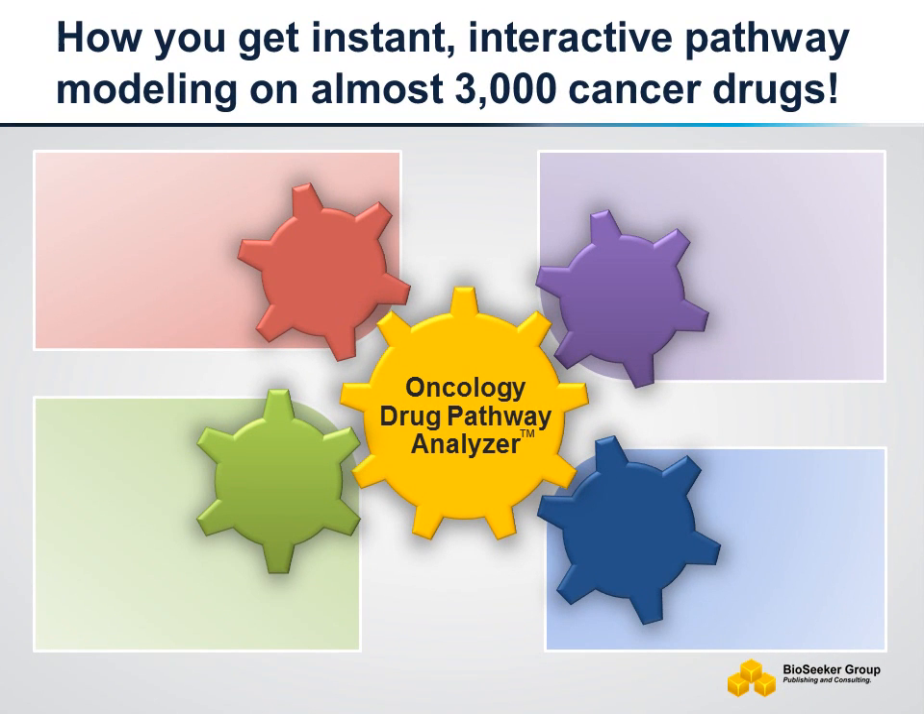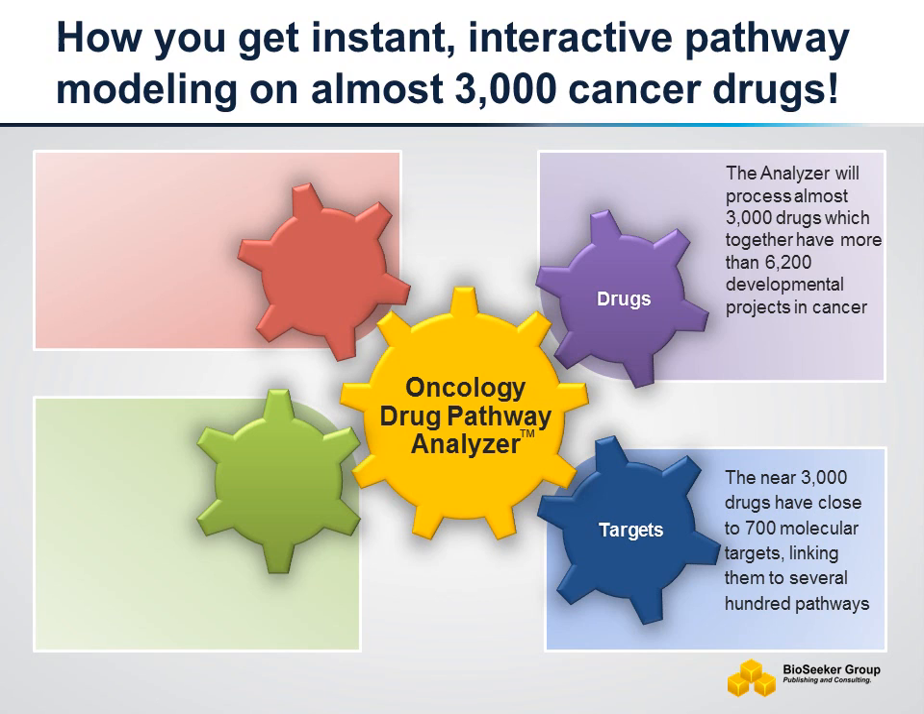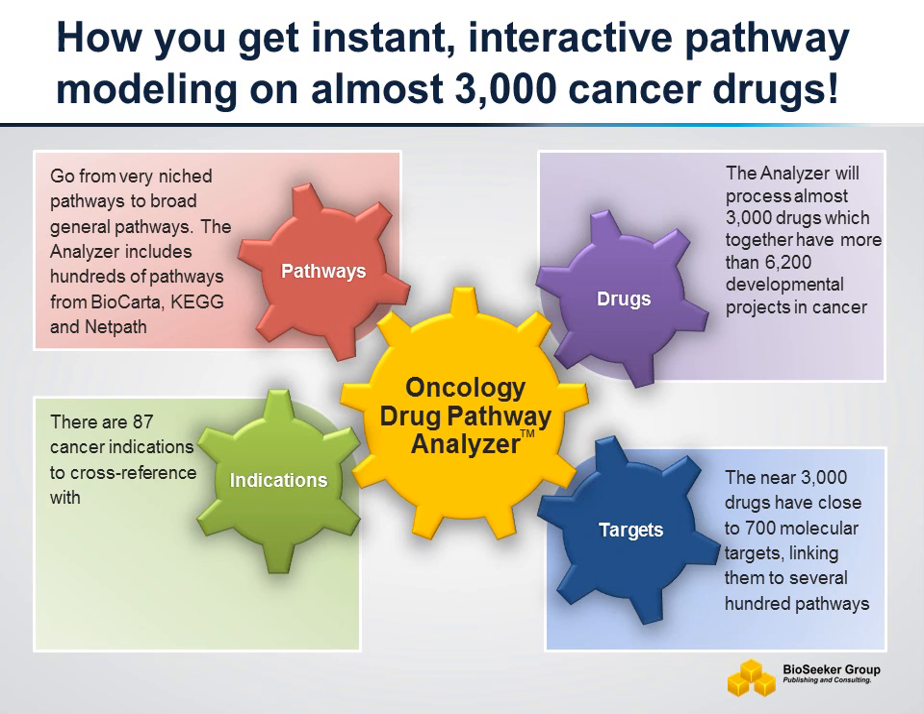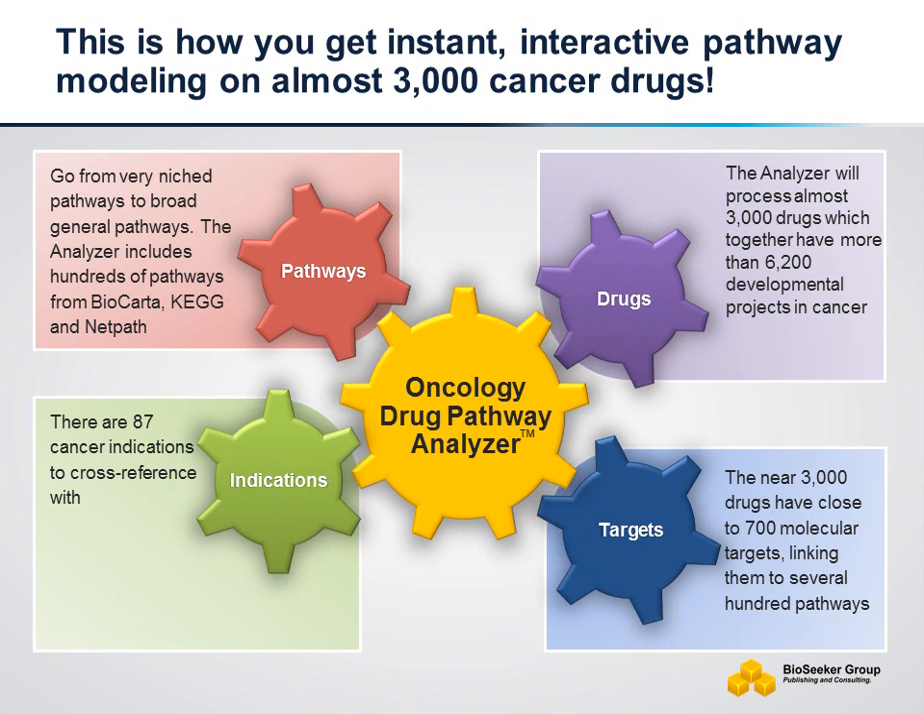How you get instant interactive pathway modeling on almost 3,000 cancer drugs. The analyzer will process almost 3,000 drugs, which together have more than 6,200 developmental projects in cancer. The near 3,000 drugs have close to 700 molecular targets, linking them to several hundred pathways. There are 87 cancer indications to cross-reference with, and you can go from very niche pathways to broad general pathways. The analyzer includes hundreds of pathways from Biocarta, KEGG, and NetPath. So this is how you get instant interactive pathway modeling on almost 3,000 cancer drugs.